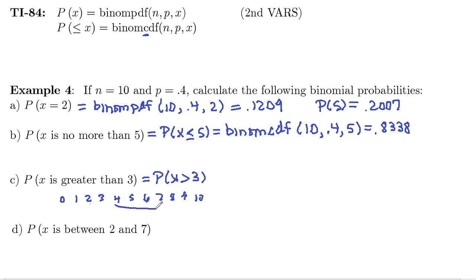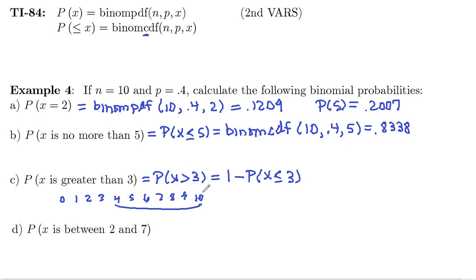So that would be 4, 5, 6, 7, 8, 9, 10. So we don't want to do all these separately with PDF. What we want to do is use the opposite probability. To get the probability that x is greater than 3, you can take 100% or 1 and subtract the probability that x is less than or equal to 3, because that's the opposite probability.